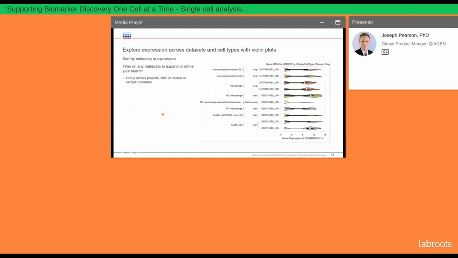To take another example, perhaps you're interested in macrophages that might be expressed in a multitude of different tissues, including liver.